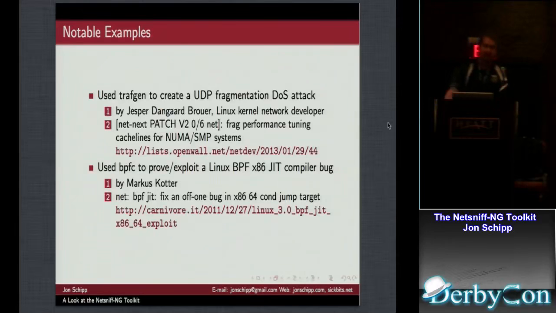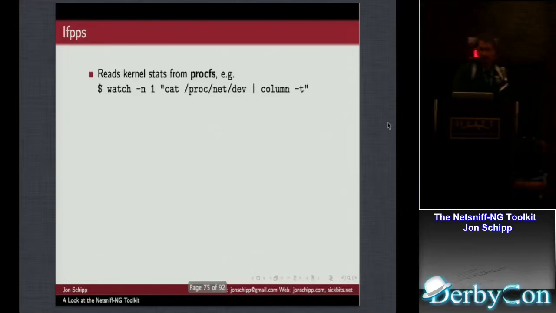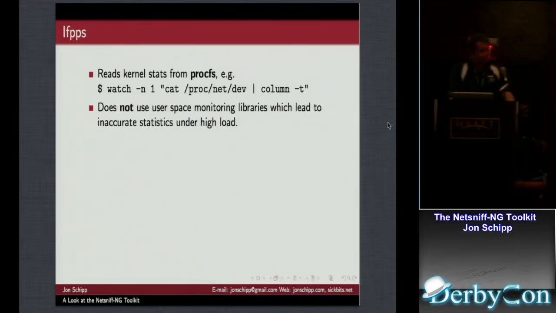And bpfc was used to prove and exploit an x86 JIT bug. So for the JIT compiler, someone used bpfc and found out that what the JIT was compiling didn't match, and it turns out there was a bug in the JIT. So ifpps is another cool tool that just reads stats.